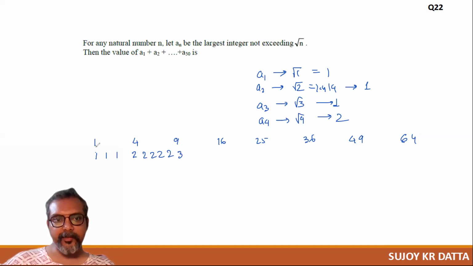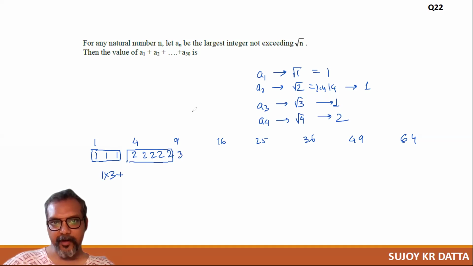So how many times will you have 1? 3 times. How many times will we have 2? 5 times. Because less than 9, right? 4, 5, 6, 7, 8. 5 numbers will have 2. How many times will we have 3? 7 times. Because 16 minus 9. So 9, 10, 11, 12, 13, 14, 15, 7 of them will have the value 3.